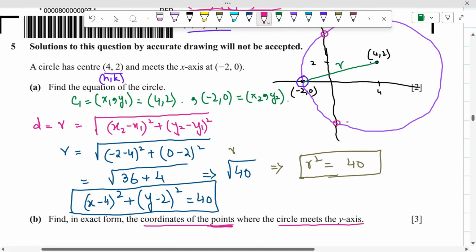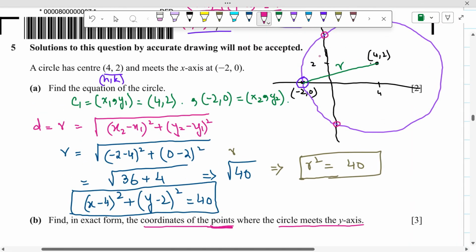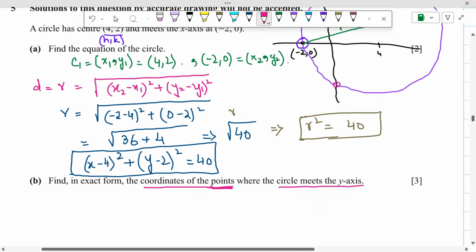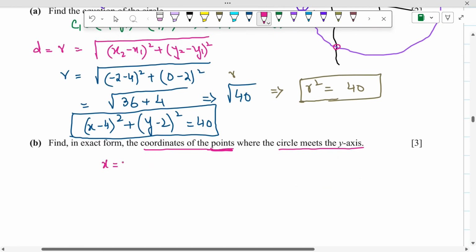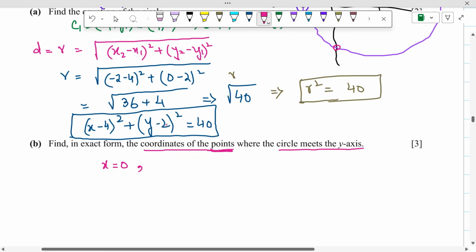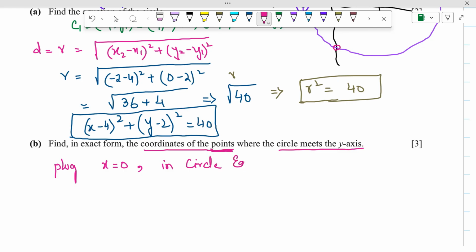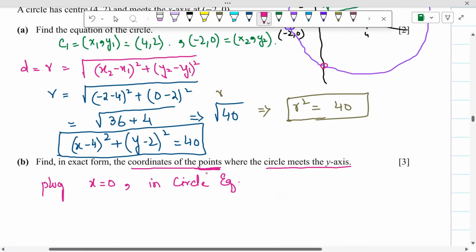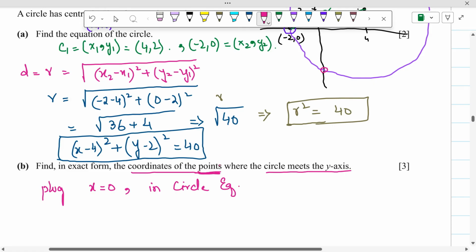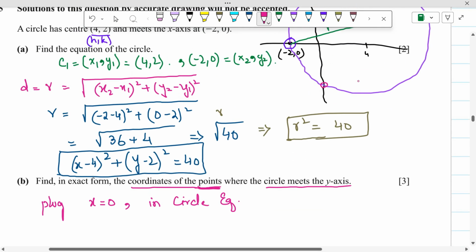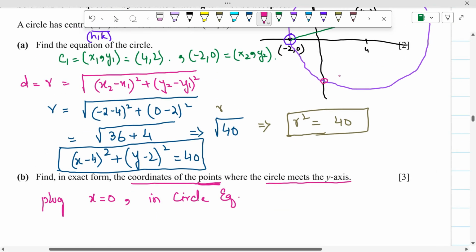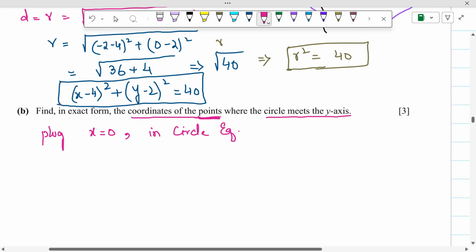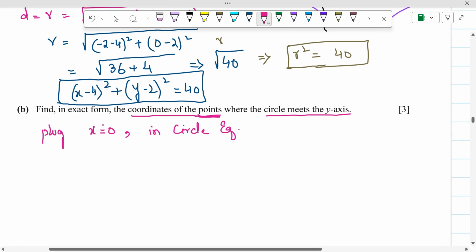How can we find it? As we know, any point on the y-axis will have the x coordinate 0. So we just need to plug x equal to 0 into the circle equation so that we can find the value of y. Another concept you should remember: when we find two points from an equation, it will be a quadratic equation. It means the circle equation will be converted into a quadratic equation. Now plug x equal to 0 into the circle equation.